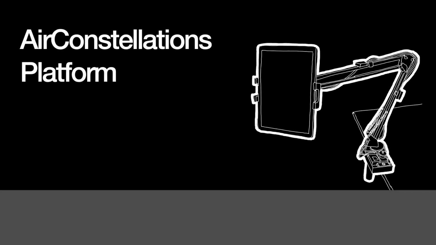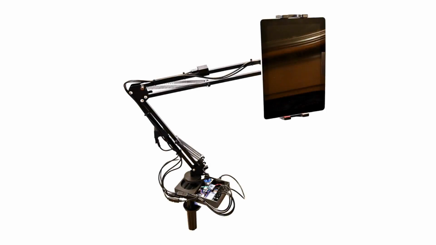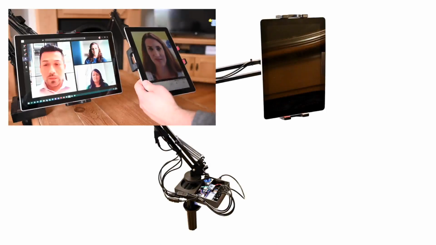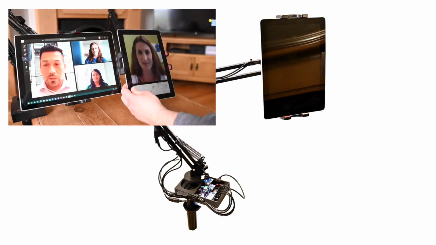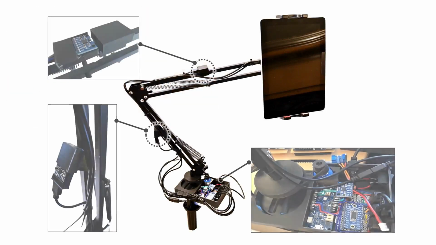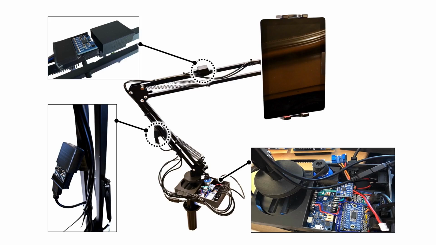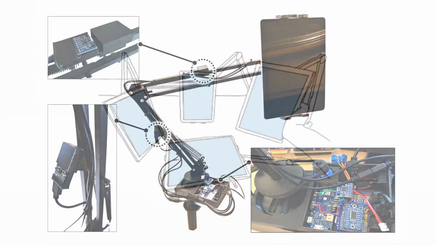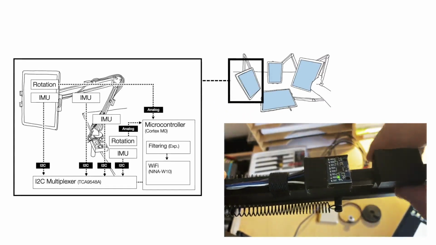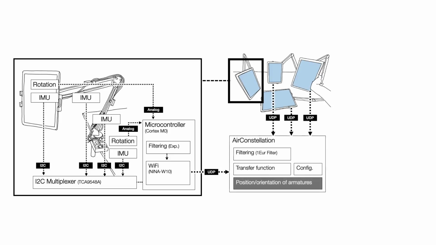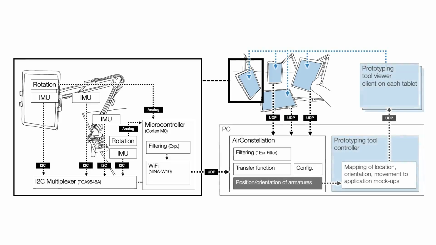AirConstellation workspaces are composed of 2 to 5 flexible armatures with attached devices, for example tablet computers, allowing easy physical movement and positioning of devices around a workspace. We retrofit multiple off-the-shelf device mounts with low-cost sensors to determine the spatial location and orientation of the armature. We use 4 IMU and 2 rotation sensors for each arm and then combine the tracking information of each arm into a unified model of device assemblages around the workspace.